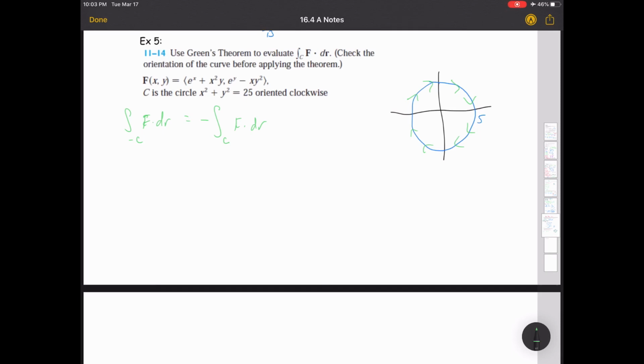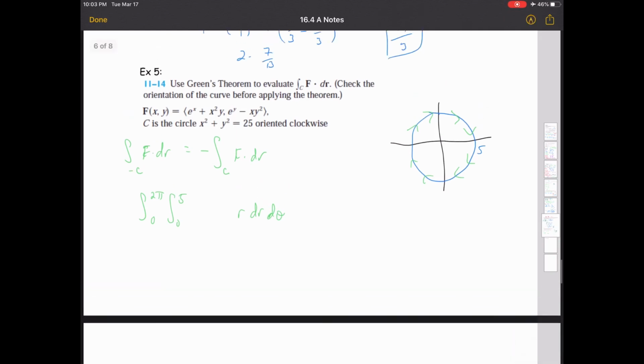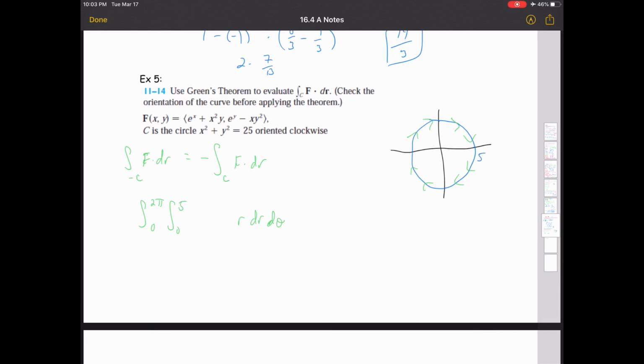So it looks like this is also going to be something we're going to do in polar. It's going to be circular. So we're going to have the integral from 0, this one does go all the way around, so 0 to 2 pi, 0 to 5 for our radius. Once again, we're going to have some kind of an r dr d theta. So now we just got to figure out what our dP/dy and dQ/dx are. So let's see, dQ/dx.